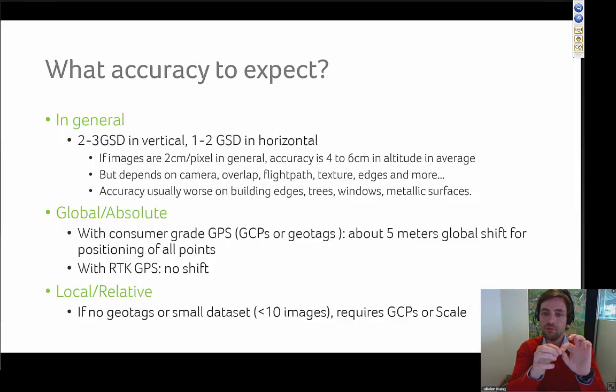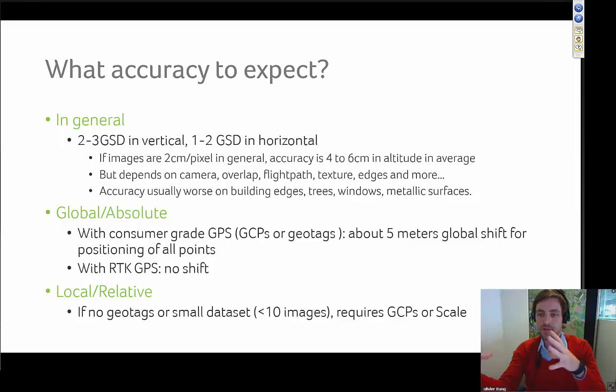This is more if you measure distances or volumes within the project and you don't care if it's correctly placed somewhere on the Earth. So let's talk first about the global accuracy, the absolute accuracy.